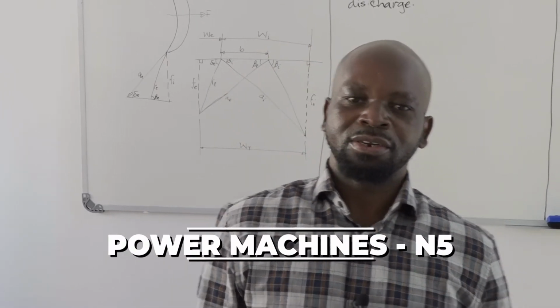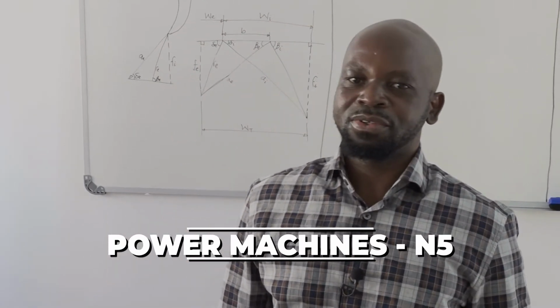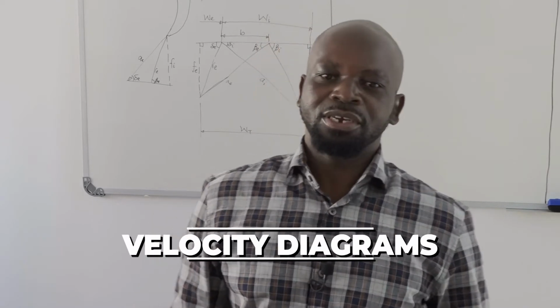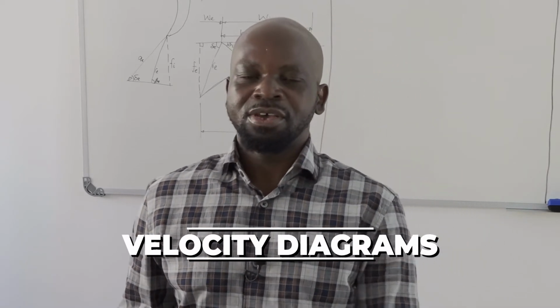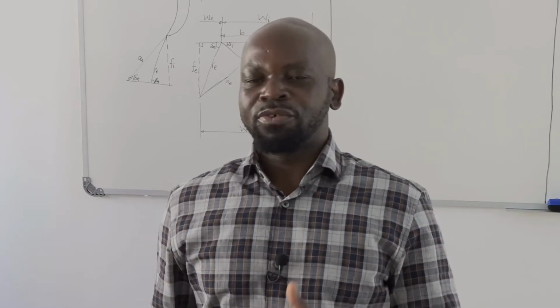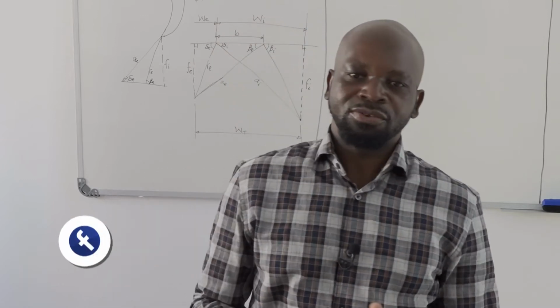Today we'll be looking at power machines and velocity diagrams. Basically, velocity diagrams depict what will actually be happening in the steam turbines as the steam passes through the turbine. It's another way of calculating the power required, the axial thrust, and things like that. So we do velocity diagrams in order to find the power required and the axial thrust.